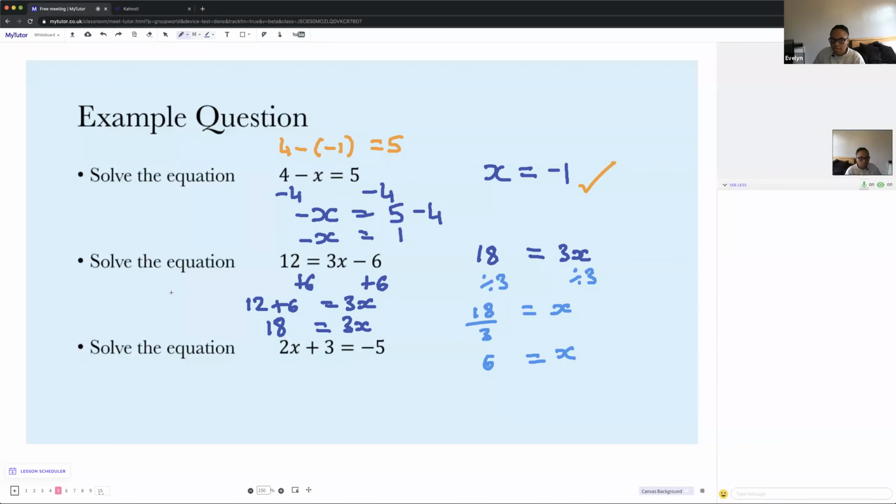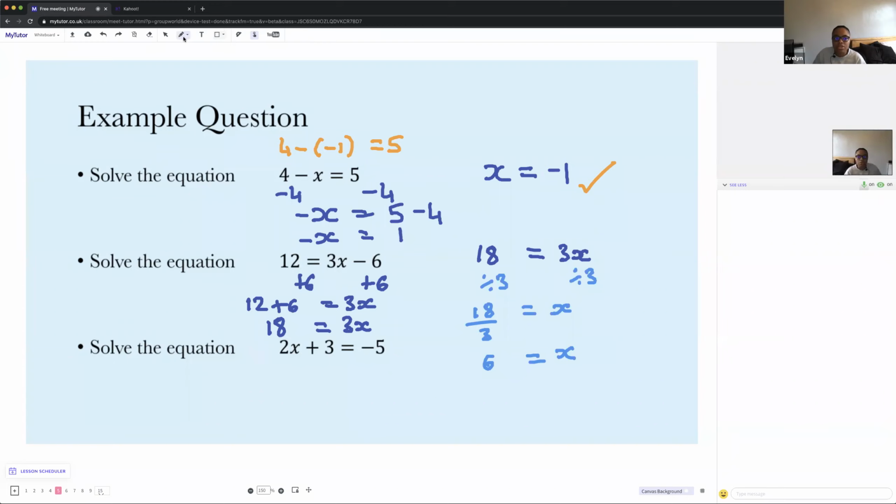So a lot of mistakes that some students make is that they decide, okay, I want to get rid of the 2 first. But if you get rid of the 2, that means you have to divide everything on the left-hand side by 2 and everything on the right-hand side by 2. So you're going to end up dividing this 3 by 2 as well. And then you're going to get a fraction, and it's going to make your life a little bit more difficult when trying to solve this equation.